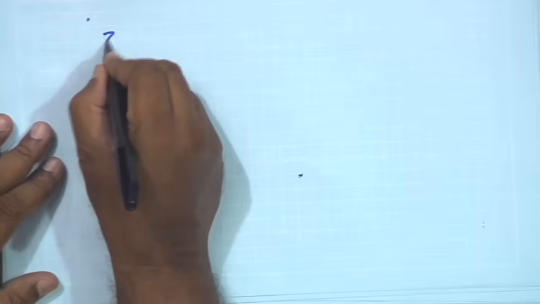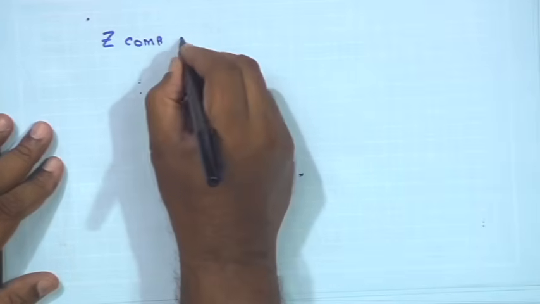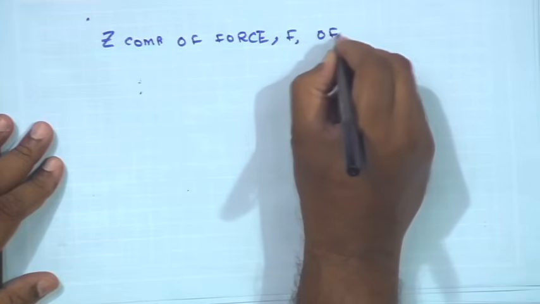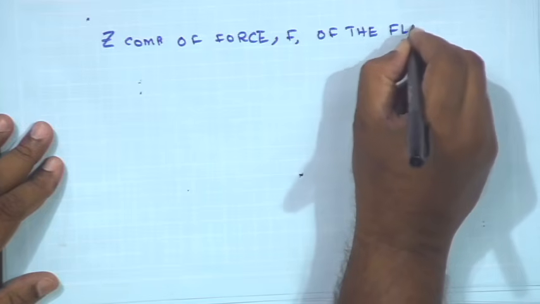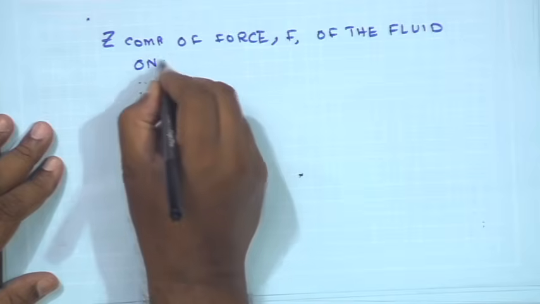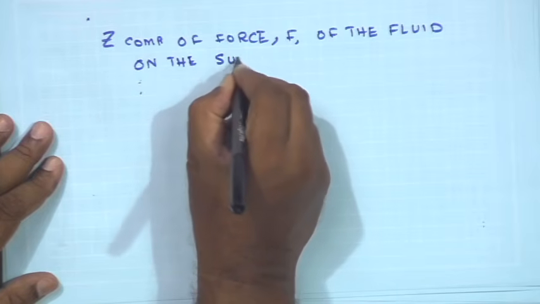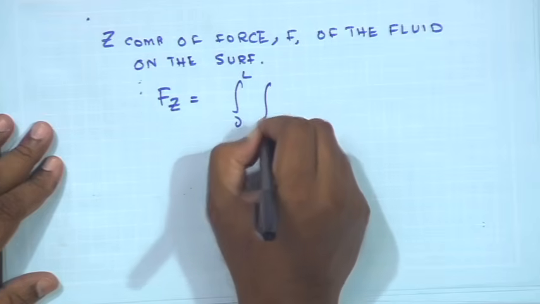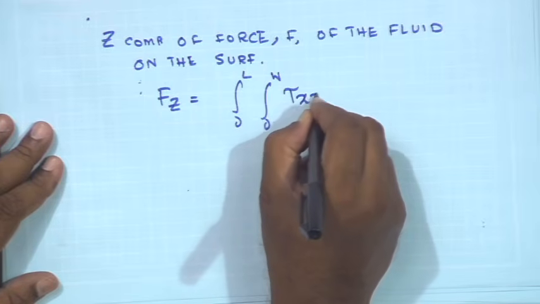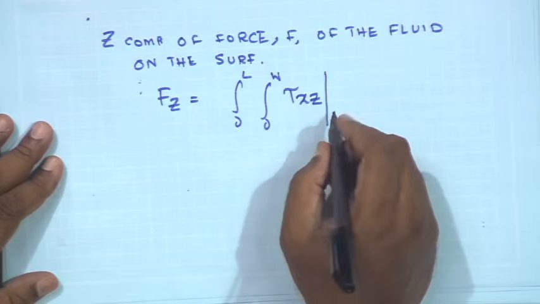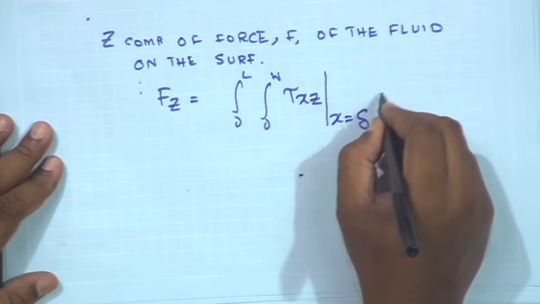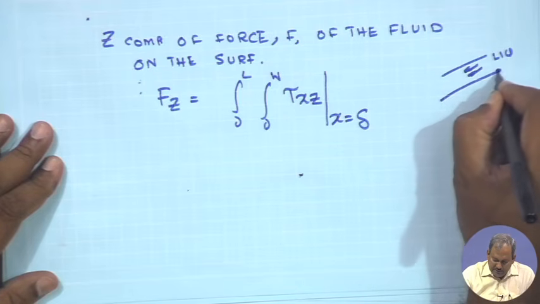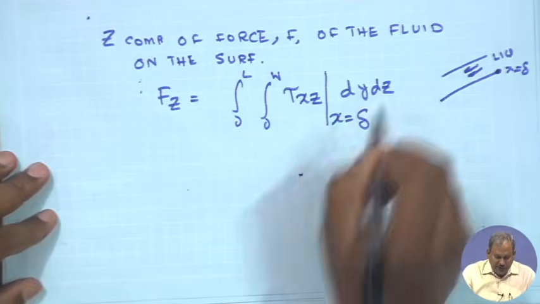So, the z component of force, let us call it F of the fluid on the surface, is the integral in the z direction from 0 to L, and in y from 0 to W, of tau x z. Remember that we have to evaluate this shear stress at x equals delta, because that is where it is acting. This is the liquid, and this is at x equals delta, dy dz.